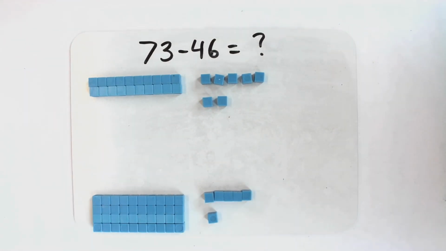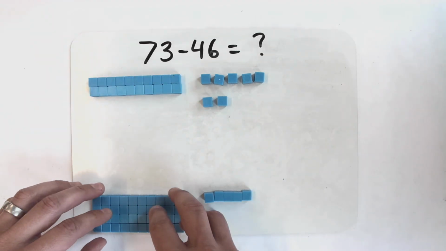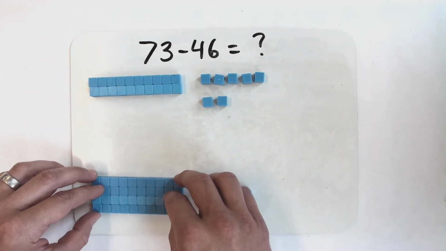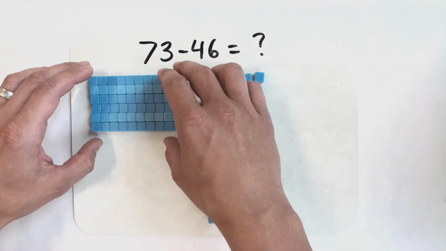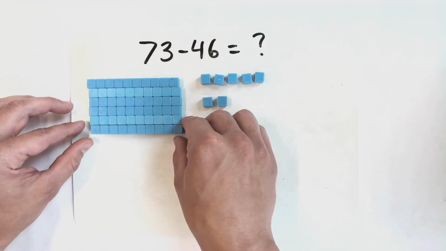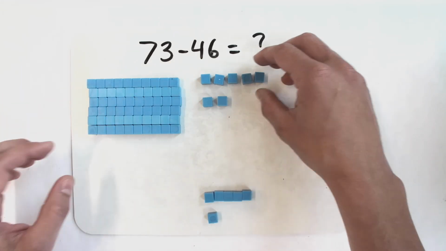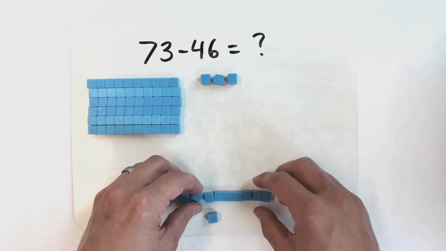The next strategy is going to be kind of the subtraction version of that making 10 strategy. So you might call it decomposing to make a 10 or decomposition leading to a 10. Okay. But so we need to start with our 73 again.